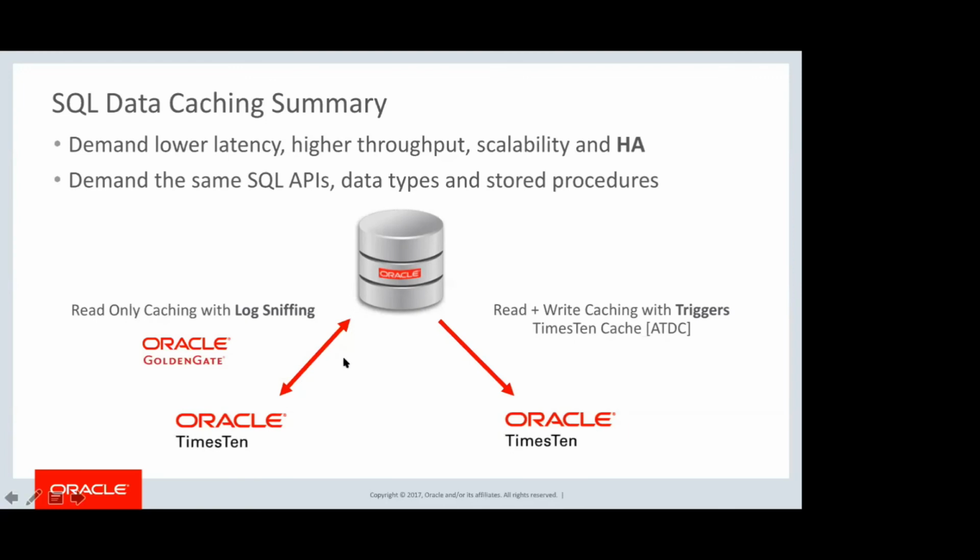So using this caching technology, you can either do it via log sniffing through Golden Gate for Oracle and a bunch of other databases. If you're doing it with TimesTen against an Oracle database, you also have the choice of using triggers on base tables. So that's what I wanted to cover.